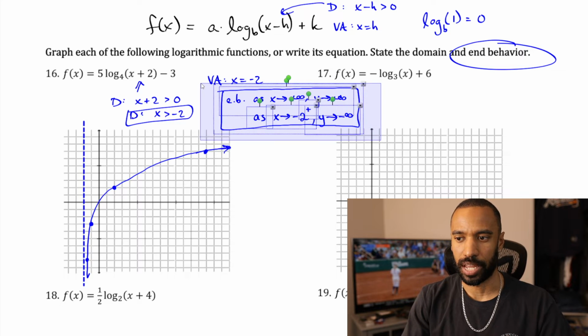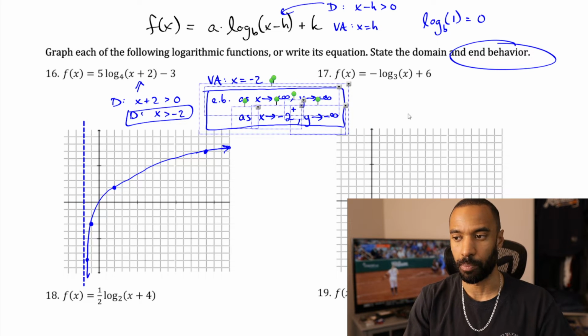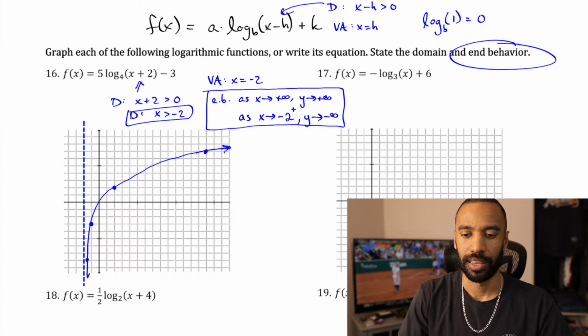Normally we say as x approaches negative infinity. The difference is we have a restricted domain and we can't state exactly that.